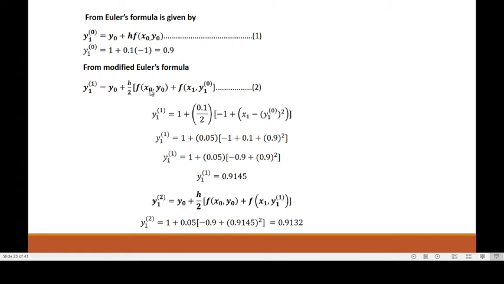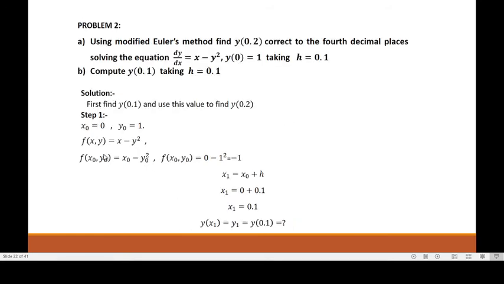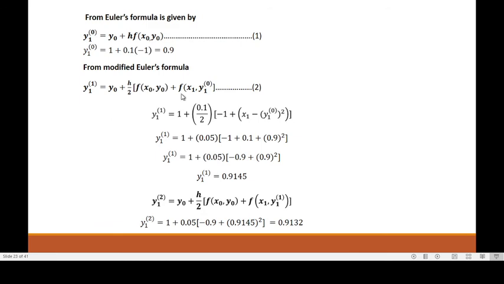Already we have calculated f of x naught comma y naught, that is equal to minus 1, plus f of x1 comma y1 of 0. Since f of x comma y is x minus y square, this is x1 minus y1 of 0 whole square. So y1 of 0 is 0.9. Substitute here, you will get 0.9145. Again we correct this value by using y1 of 2, that is, replace y1 of 0 by y1 of 1 here. You will get 0.9132.